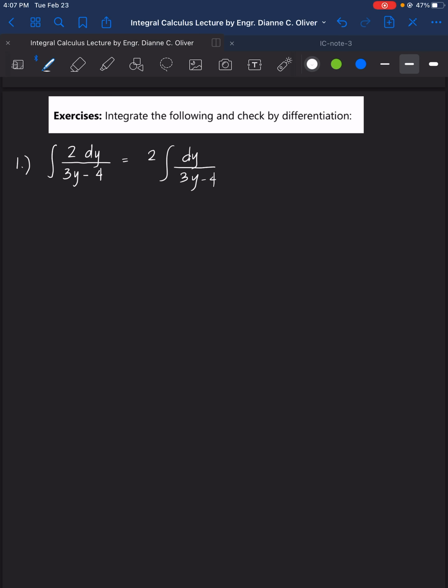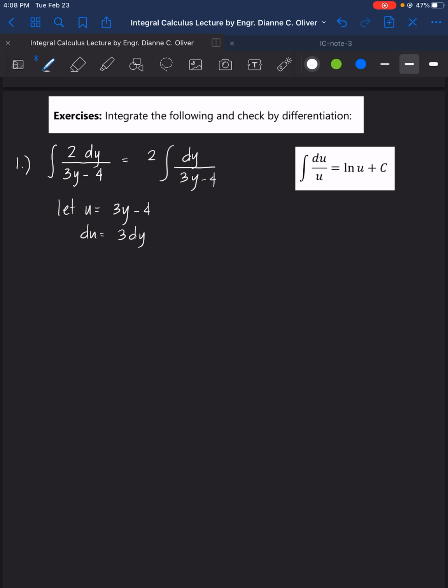Why? Well, let's try to use it. For logarithmic function, this is the pattern. So let u be whatever is in the denominator, and always make sure that the denominator has a power of 1. So the derivative of u is equal to 3 dy. Then use this pattern.